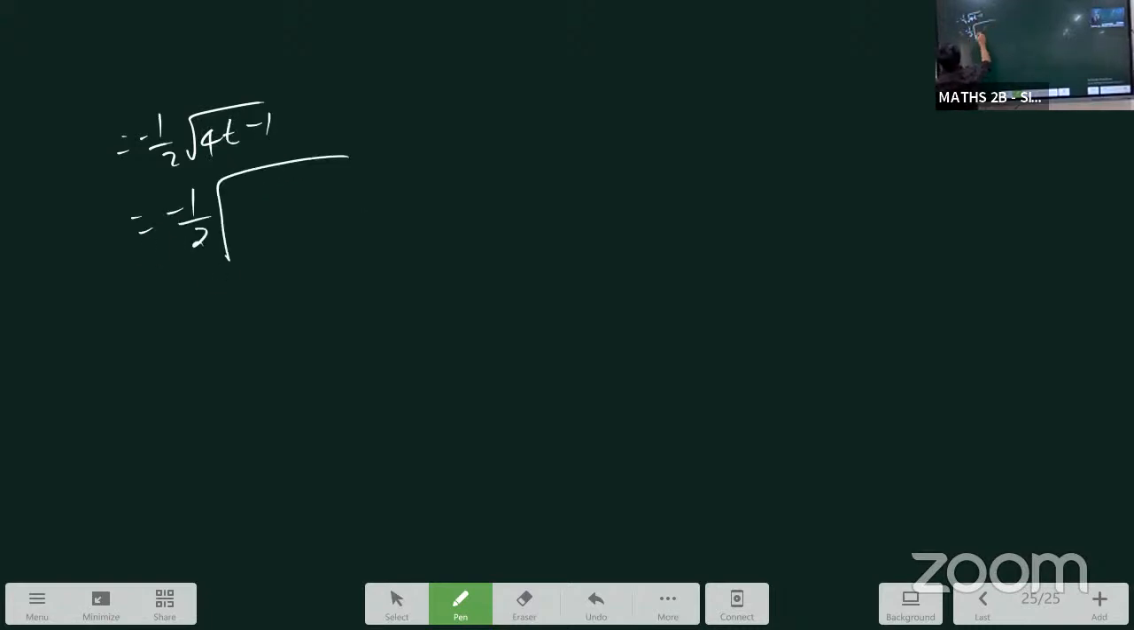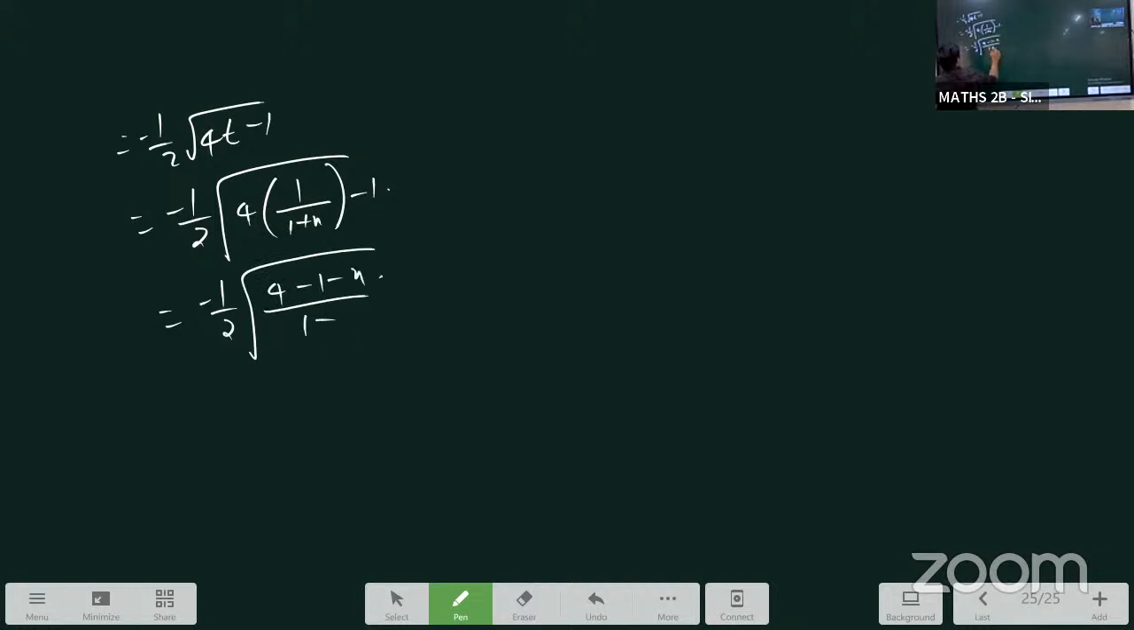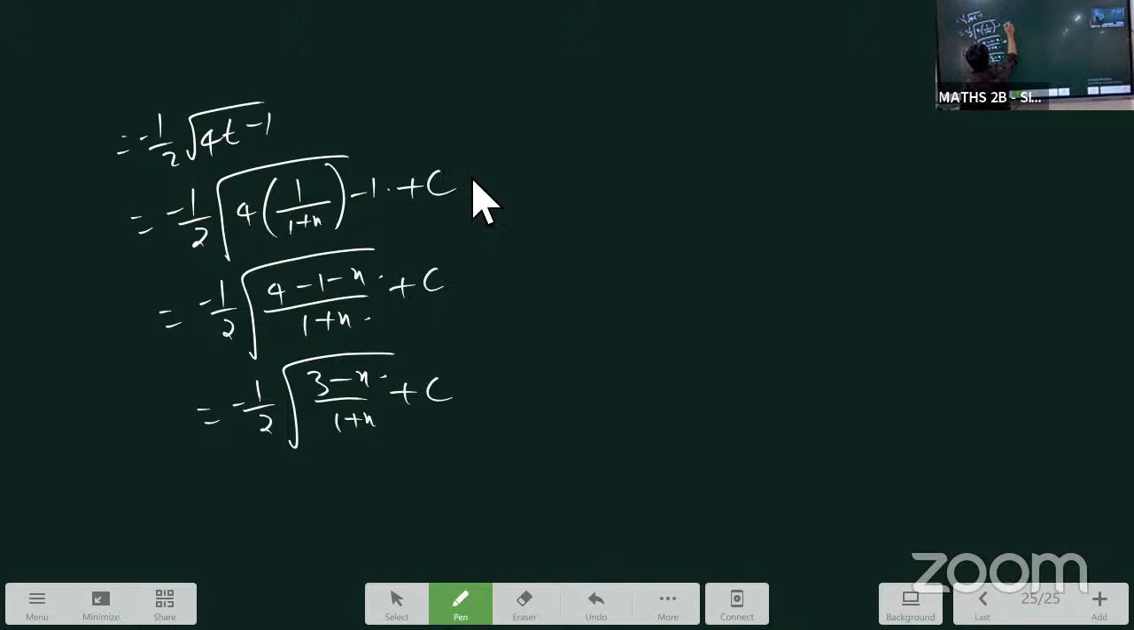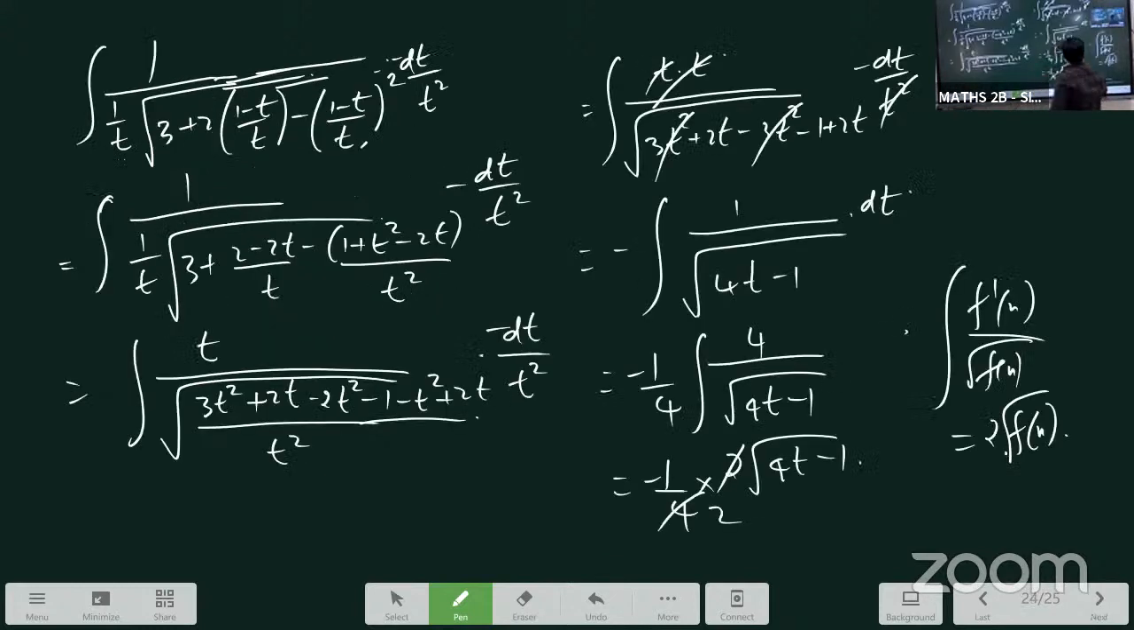Minus 1 by 2 under root of 4 into t, t is what? 1 by 1 plus x minus 1. Minus 1 by 2 under root of 4 minus 1 minus x by 1 plus x. That is minus 1 by 2 under root of 3 minus x by 1 plus x, plus c. After doing integration, you are going to put plus c compulsorily. Is it clear? So plus c.